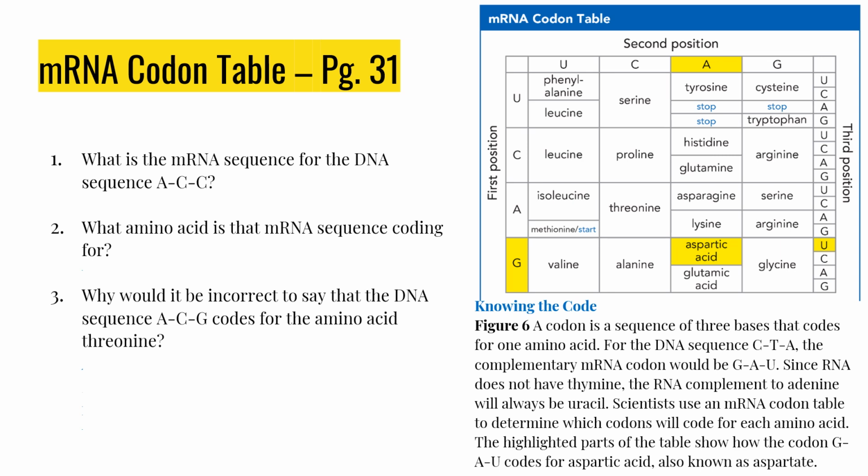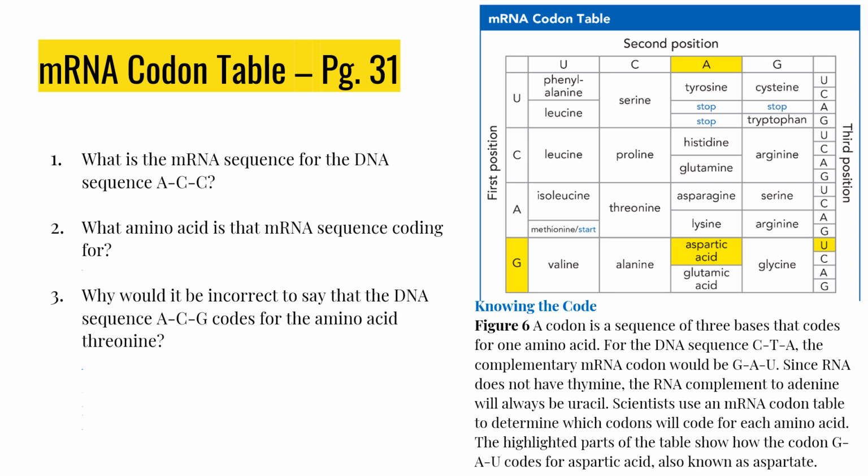mRNA codon table, page 31. Knowing the code, figure 6. So a codon is a sequence of 3 bases that codes for one amino acid. For the DNA sequence CTA, the complementary mRNA codon would be GAU, because guanine pairs with cytosine, adenine pairs with thymine, and again, adenine pairs with thymine, but RNA doesn't have thymine, it instead has uracil.